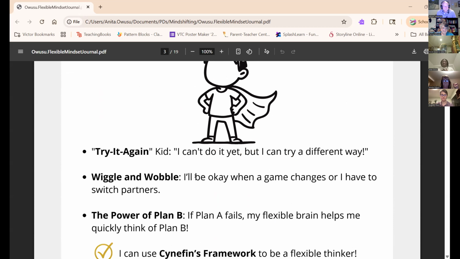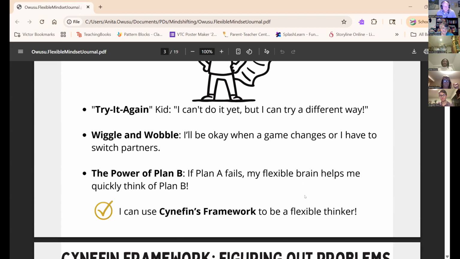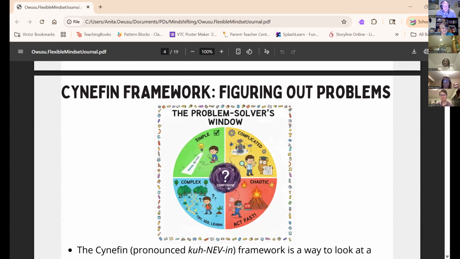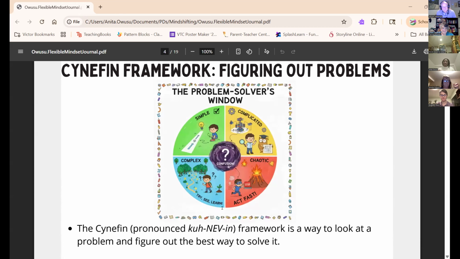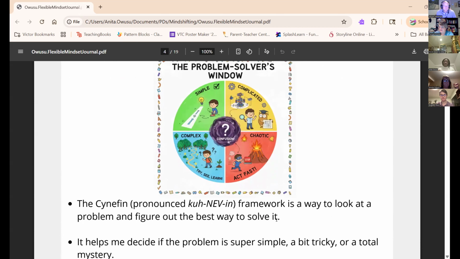I like this one, wiggle and wobble, because it gave an example on when a game changes or when you have to switch partners. And then the power of plan B. If plan A fails, my flexible brain helps me quickly think of plan B. And then I put the check mark on what I highlighted, which was Kinevan's framework to be a flexible thinker. And then I gave a breakdown of the framework. So it's a way you can look at problems to figure out what the best way is to solve it.